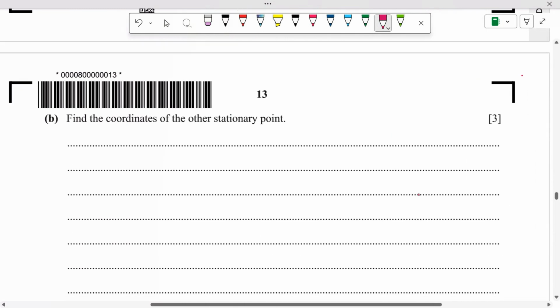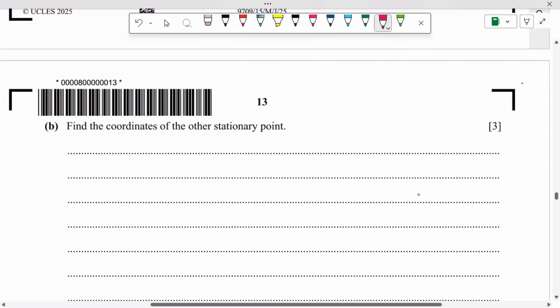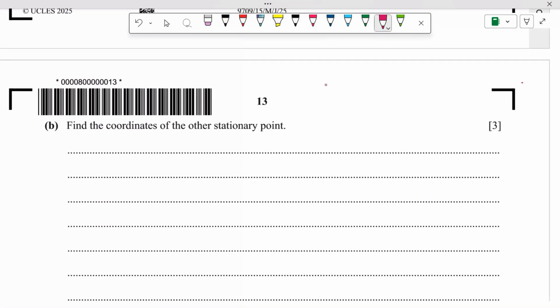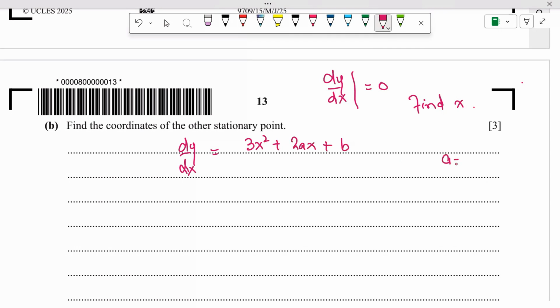Let's move to part B. Find the coordinates of the other stationary point. We know that to find a stationary point, we need dy over dx and equate it with 0. Using this equation, we can find the x coordinate. We already have dy over dx from part A, which is 3x squared plus 2ax plus b. In this case, a equals -6 and b equals 9.